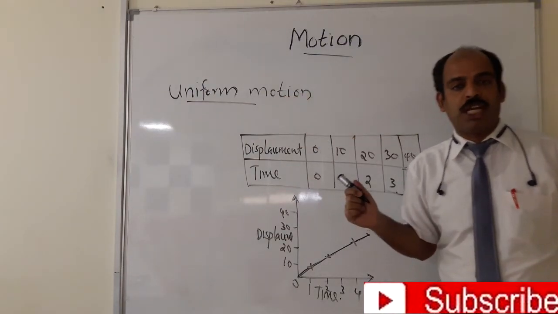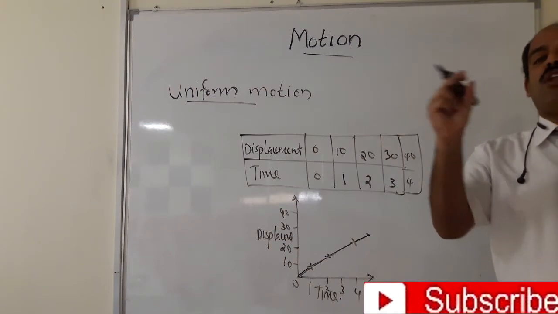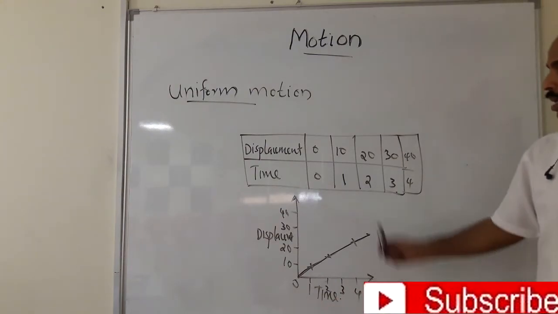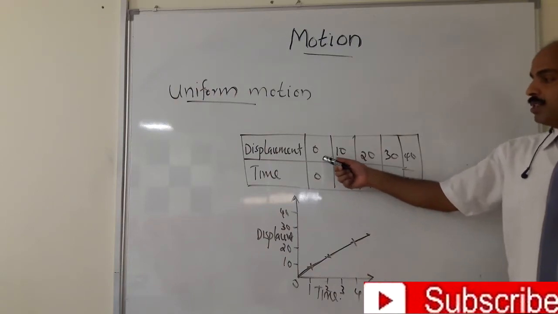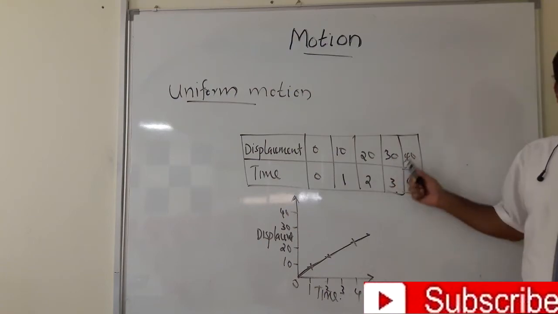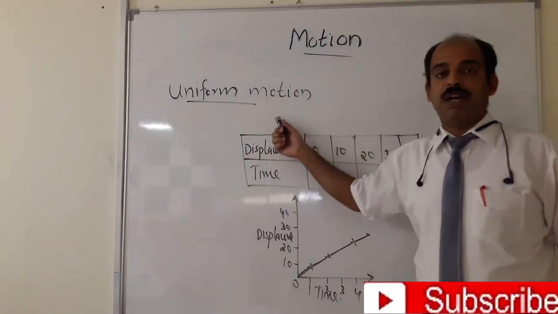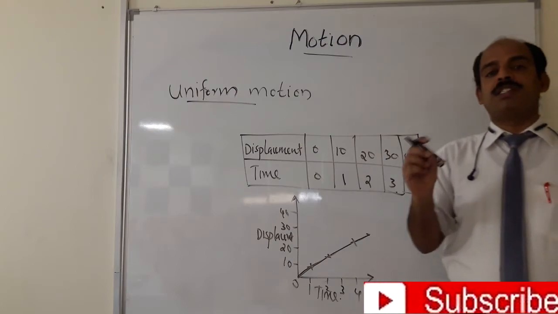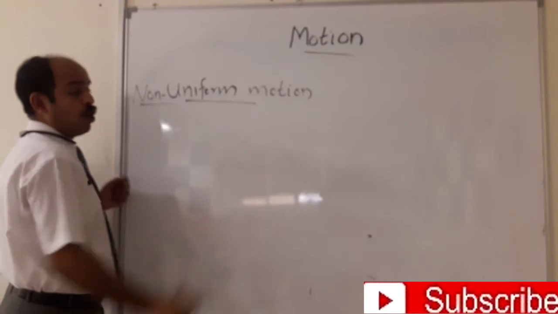Then what is uniform motion? If an object covers equal distances in equal intervals of time, then the object is said to be in uniform motion. Here you can see that in each second the object covers 10 meter, here 10 meter, here 10 meter, right? Okay, so this is known as uniform motion. Now let us see what is non-uniform motion.